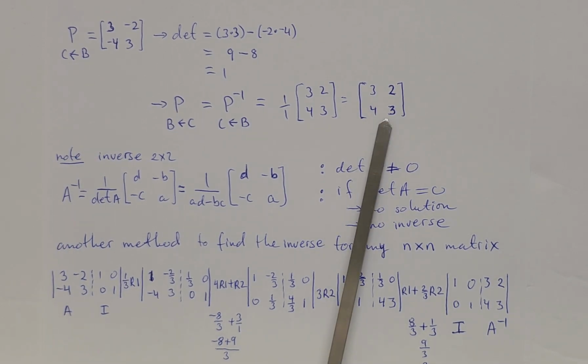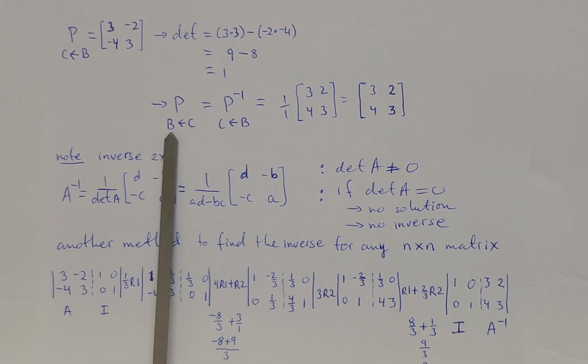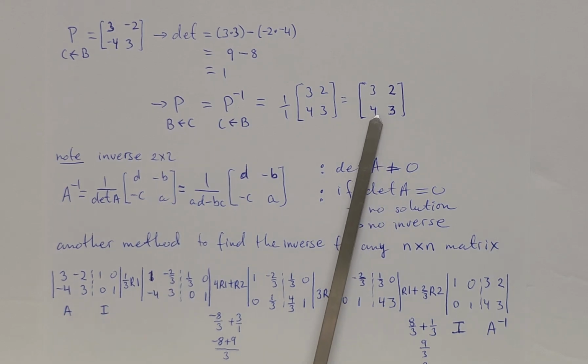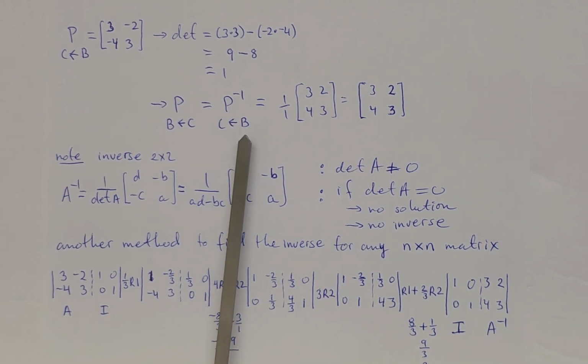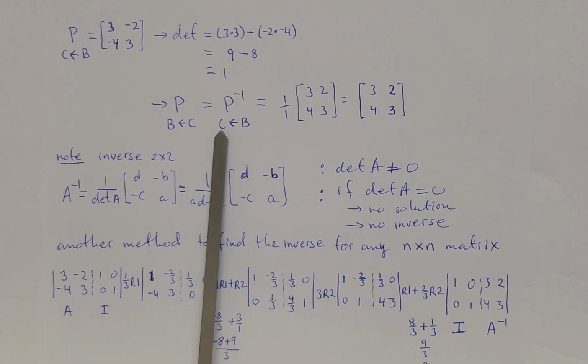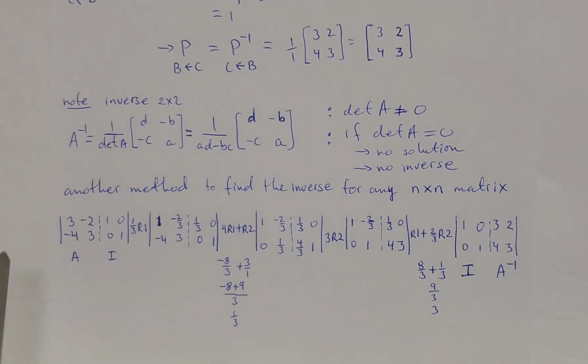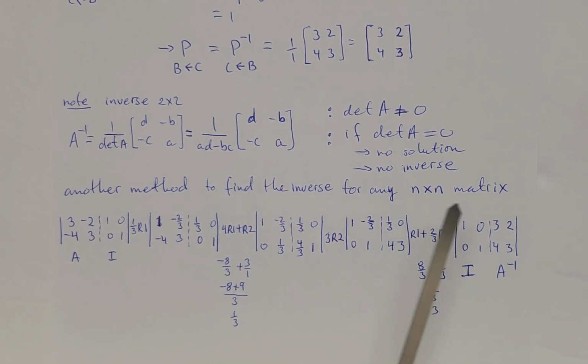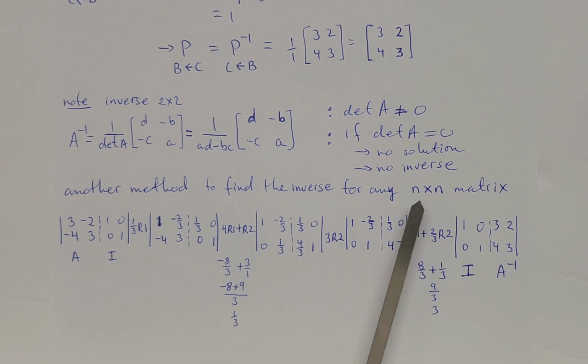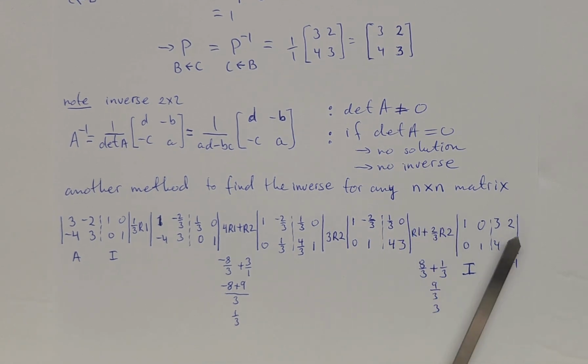This is the answer for C to B, which is also the same as the inverse of B to C. Okay, next I'm going to go down here. So this is another method to find the inverse for any matrix, n by n matrix. So 2 by 2, 3 by 3, 4 by 4, 5 by 5, and so on.